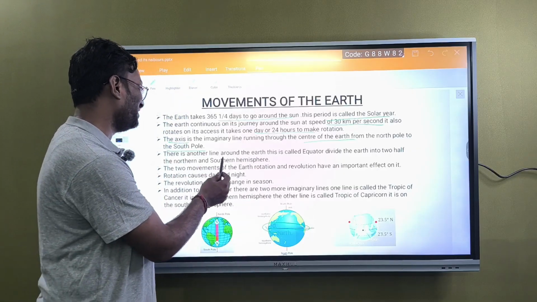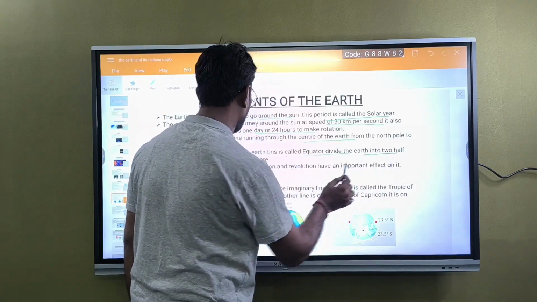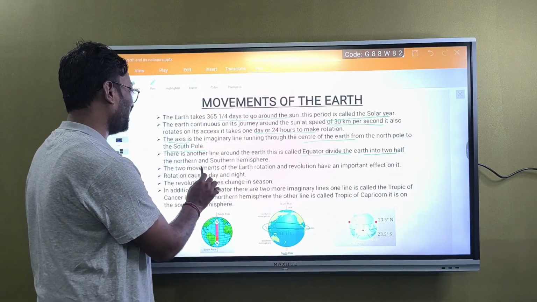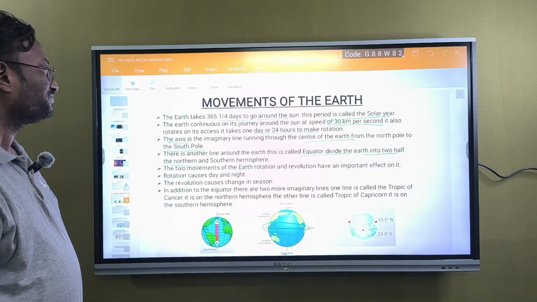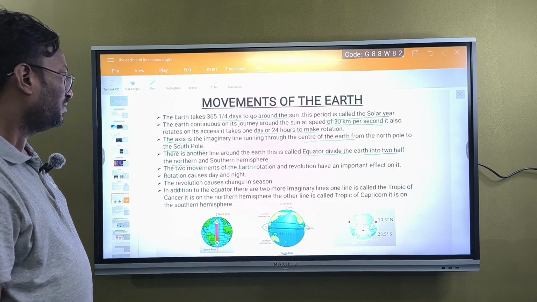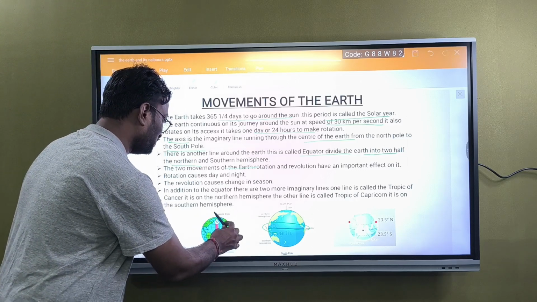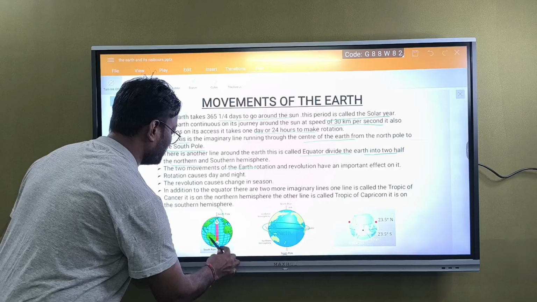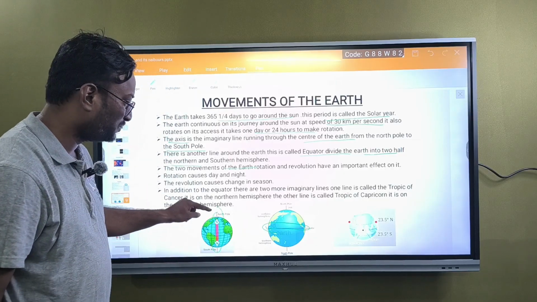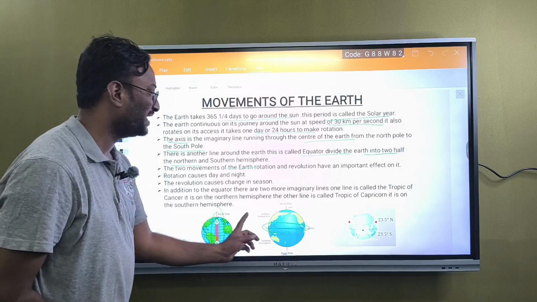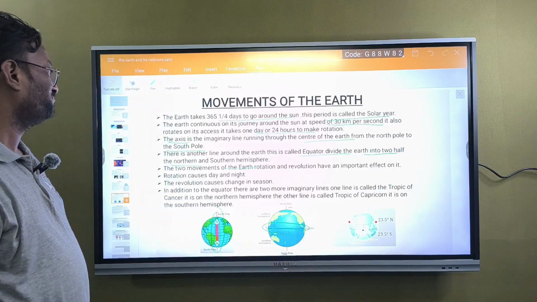There is another line around the earth. This is called the equator. It divides the earth into two halves, the northern hemisphere and the southern hemisphere. So this is the north pole and this is the south pole. The first one is the axis, from north pole to south pole, and the second one is the imaginary line we call the equator.